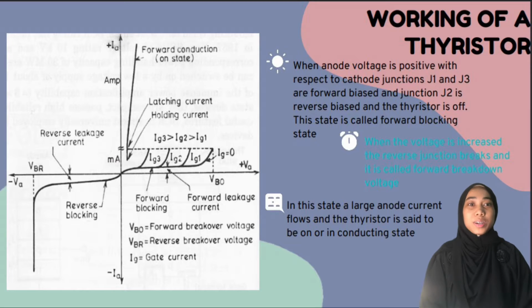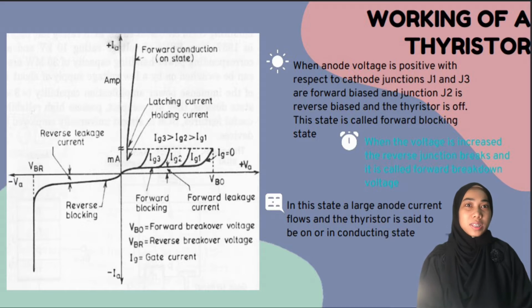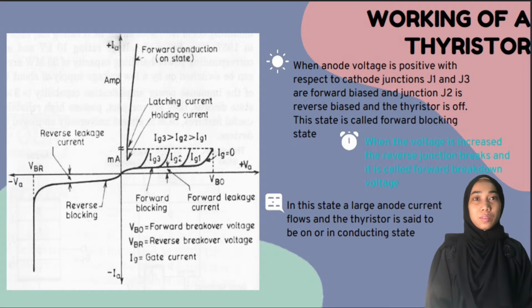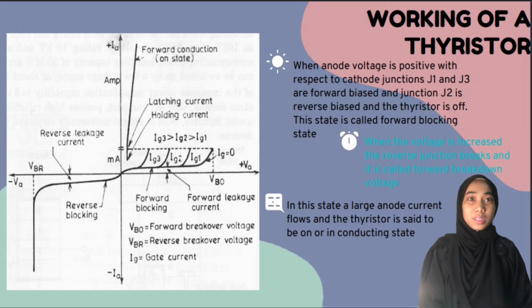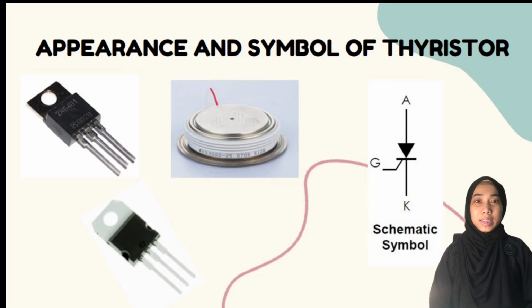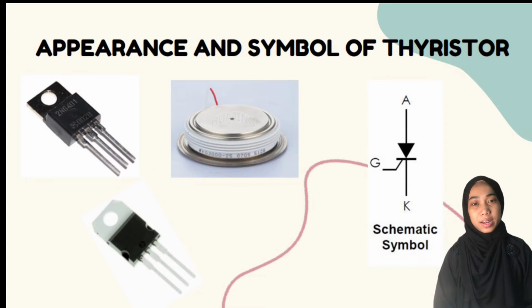Let's continue with the working of a Thyristor. When anode voltage is positive with respect to cathode, junctions J1 and J3 are forward biased, and junction J2 is reverse biased, and the Thyristor is off. This state is called forward blocking state. When the voltage is increased, the reverse junction breaks, and it is called forward breakdown voltage. In this state, a large anode current flows and the Thyristor is said to be on or in conducting state. This is the appearance and schematic symbol of Thyristor.